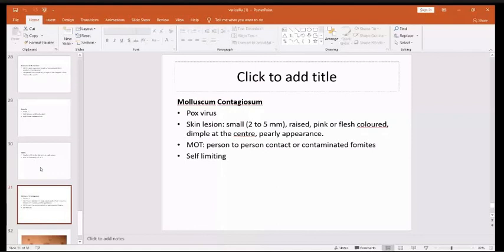Okay, so these are some of the skin lesions, and the common ones are varicella, or the varicella zoster virus, and measles. Is that okay?